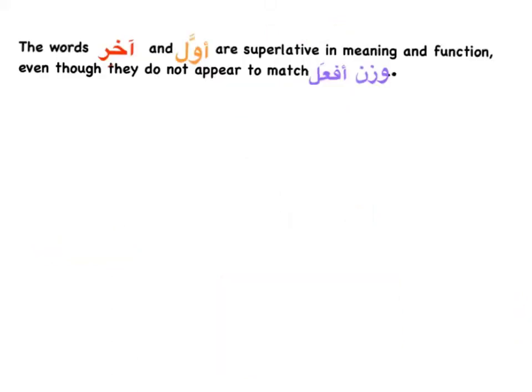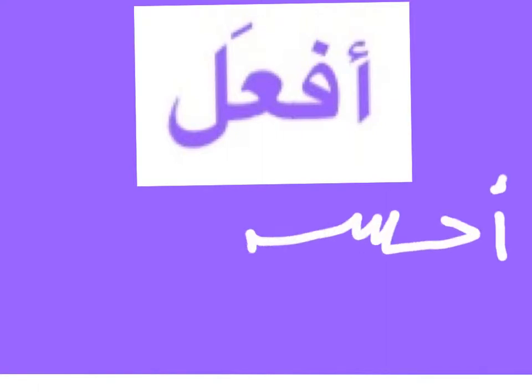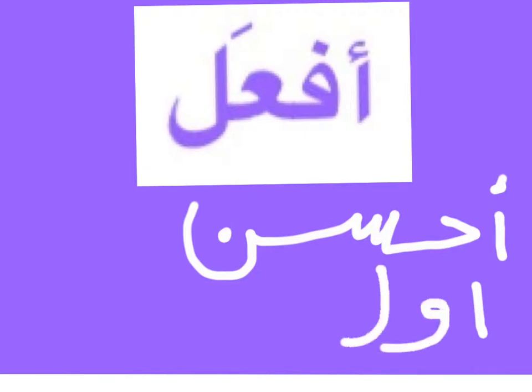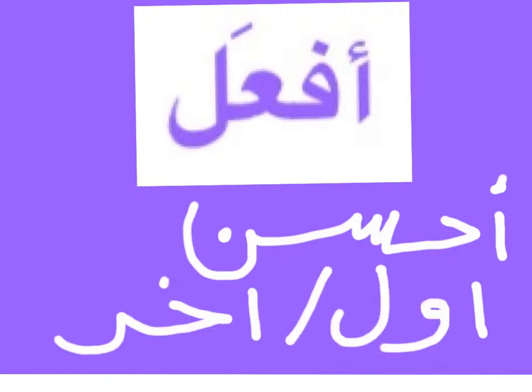The words آخر and أول are superlative in meaning and function, even though they do not appear to match وزن أفعل. Words على وزن أحسن, we have أفعل, we have أحسن, whereas أول for example or آخر, they don't match the pattern. So first of all you don't have the أفعل pattern, even though they act as a word of تفضيل.